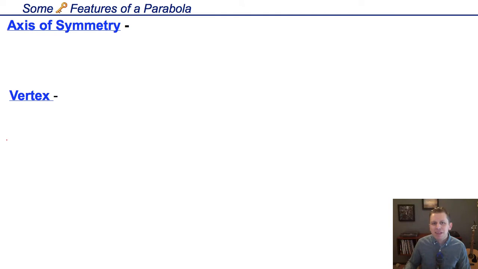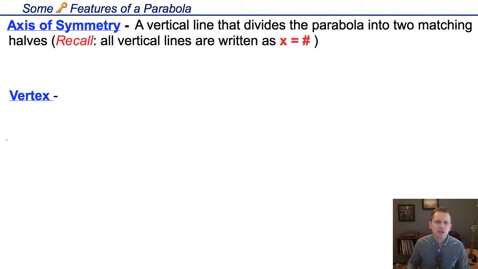Let's talk about some key features of a parabola. The first key feature of a parabola is the axis of symmetry. The axis of symmetry is a vertical line, meaning that it goes up and down, and it's going to divide that parabola into 2 matching halves. Essentially, you should be able to take a parabola and fold it on top of itself because there's 2 matching halves. There's a line that you can slice right down the middle that could cut this in half.